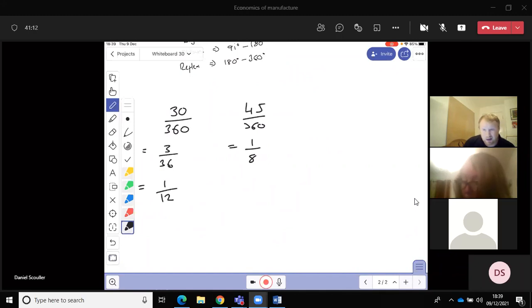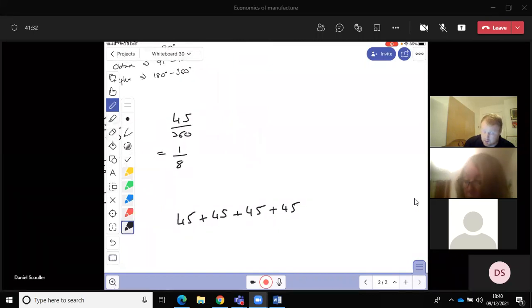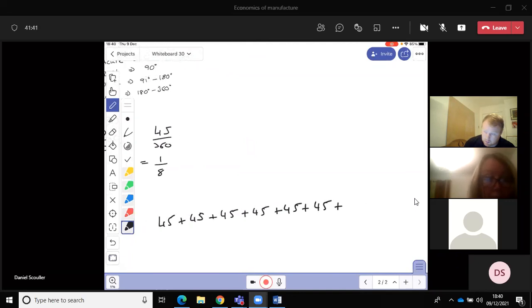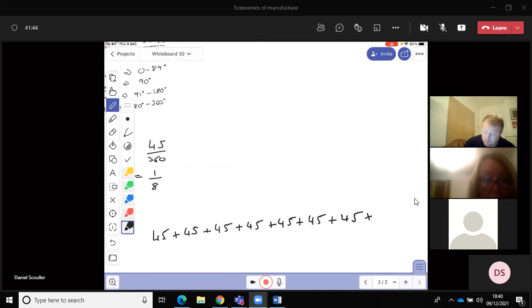There's no secret way to really find that out. It's just, if you see that, how many times does 45 go into 360? You can even just write that out. 45 plus 45 is 90, plus 45 is 135, plus 45 is 180, 225, 270, 315, 360. So can you just write that down the side of your paper? You could.